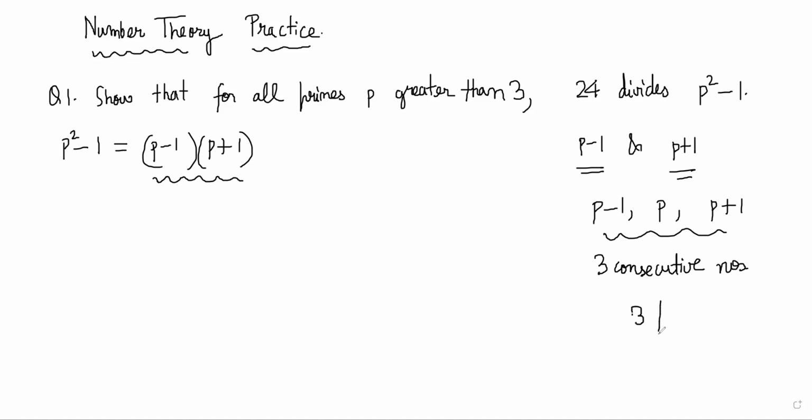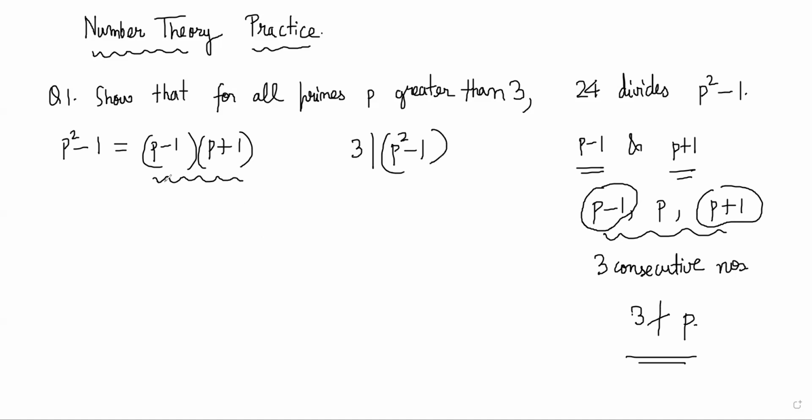And we know that 3 does not divide p. Why? Because p is a prime. So 3 must divide either p minus 1 or p plus 1, right? So we automatically know that 3 divides p square minus 1, because it will divide one of these two factors. Now what we have to prove is basically that 8 divides p square minus 1, because if we can prove this, then we already know 3 divides p square minus 1. So we get both 3 and 8 divide, so 24 divides p square minus 1, right?